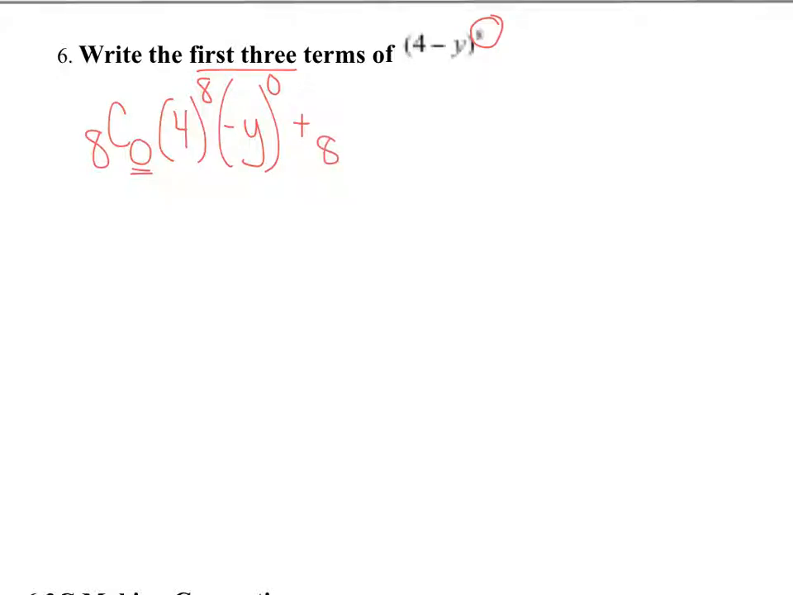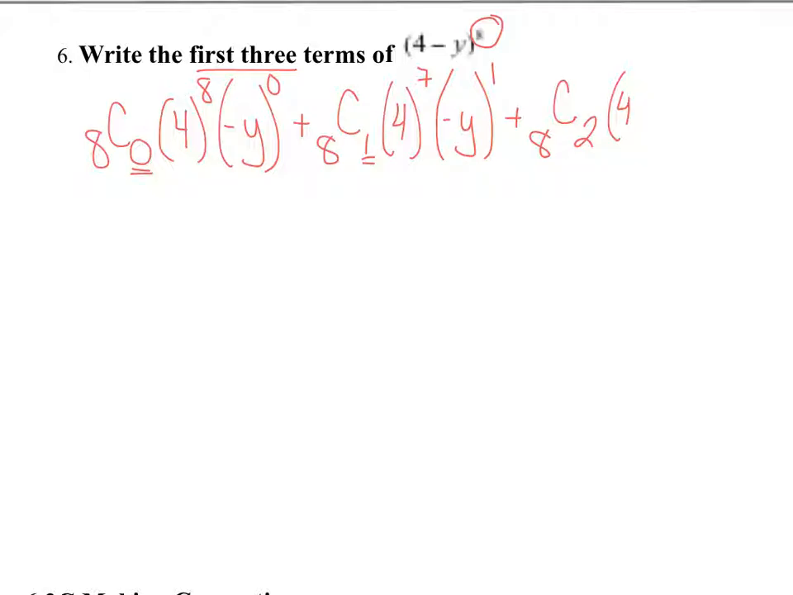Your second term, 8C1, a is 4. To get the exponent, you have to do n minus r, so 8 minus 1 is 7. And then your b is negative y, and the exponent of y is whatever r is, so 1. Then you've got 8C2. Your a is 4. The exponent is n minus r, so 8 minus 2 is 6. And b is negative y. The exponent of b is 2. Now we're ready to simplify.